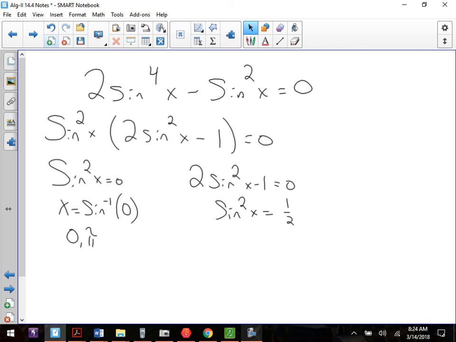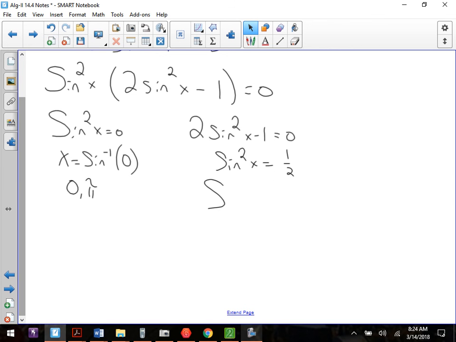Square root. Good. So when I take a square root over an equation, what do I have to write for the one side? Plus or minus. Very good. So that means this is saying sine of x equals plus or minus 1 over root 2. I'm going to leave it like that, unrationalized, because it's easier to draw. And it goes again, what angle has a sine value of plus or minus 1 over root 2?